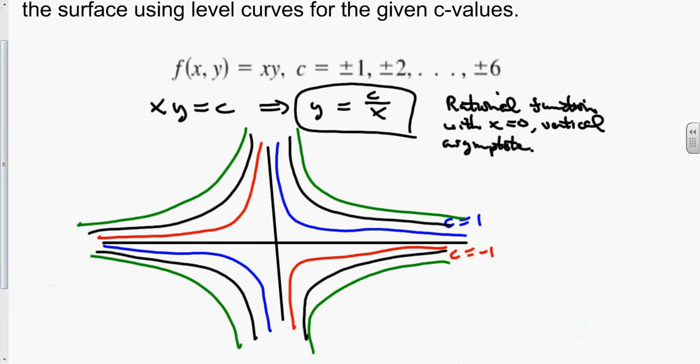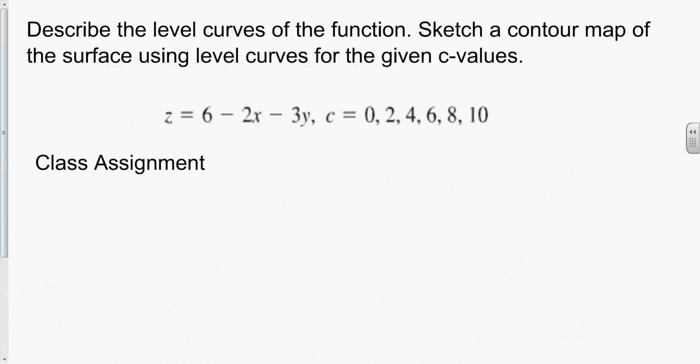Any questions there? All right, you try that one.